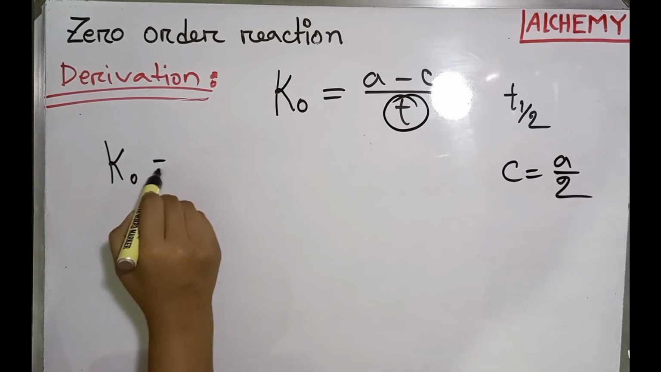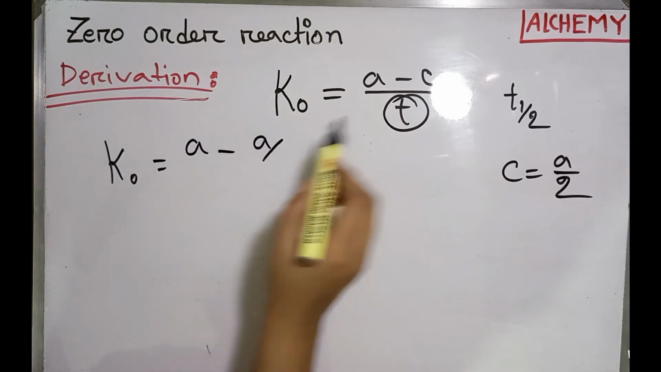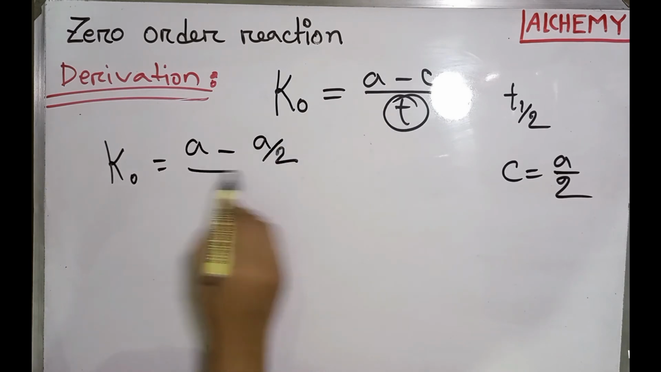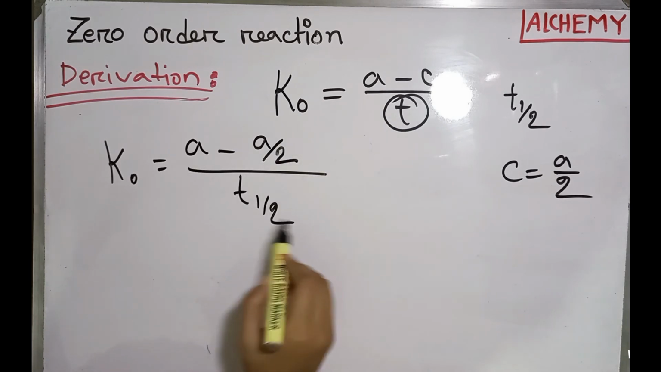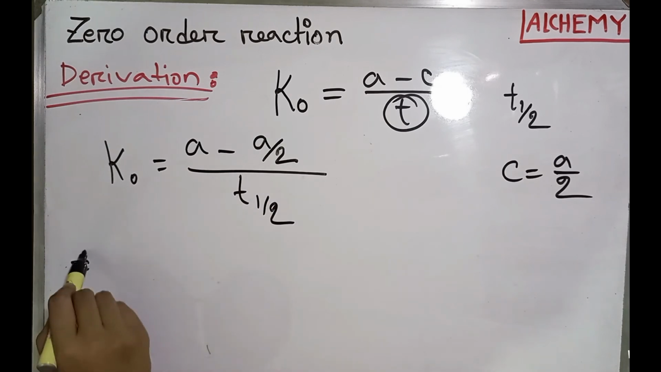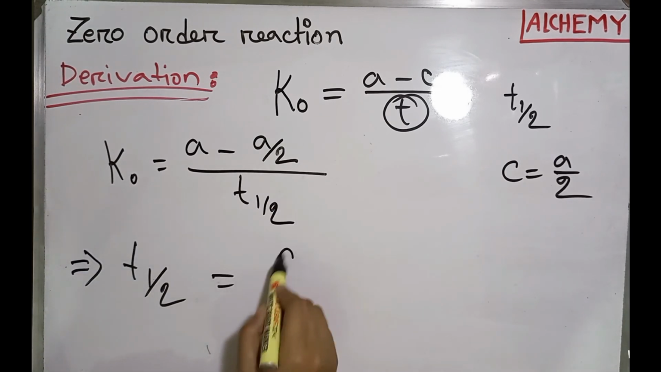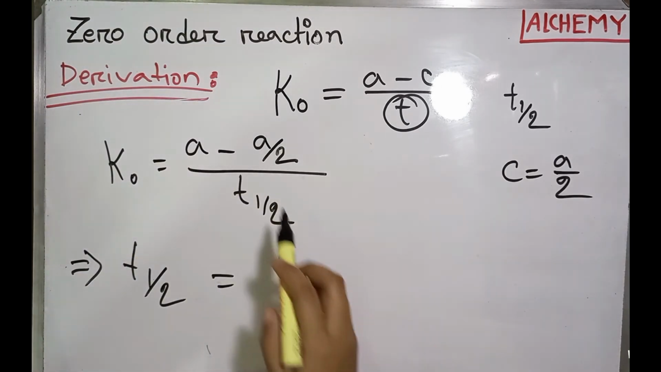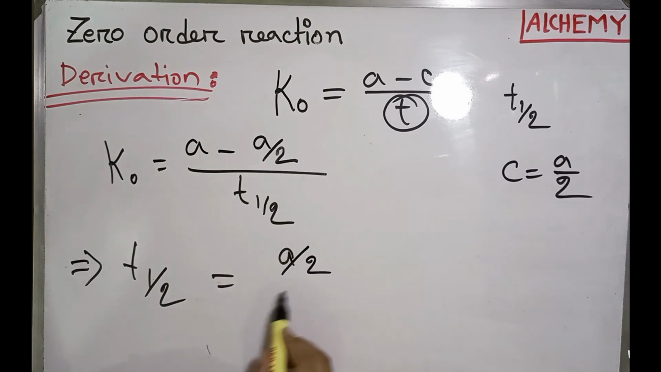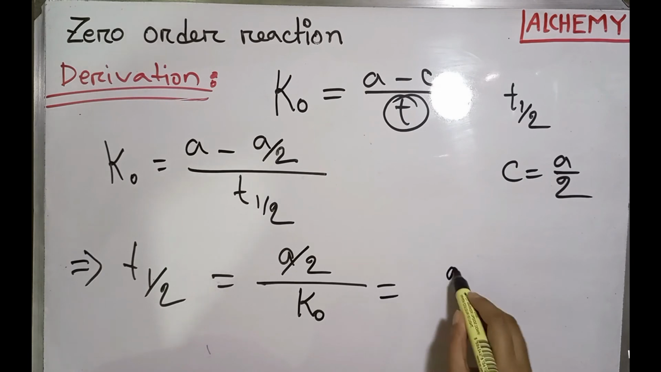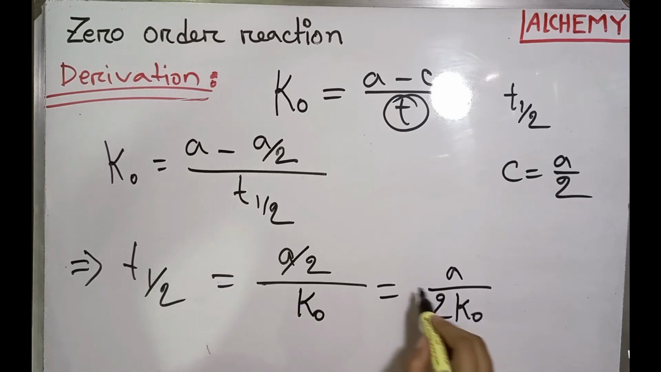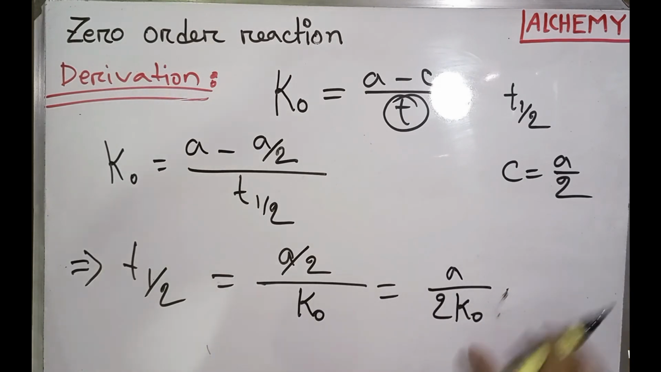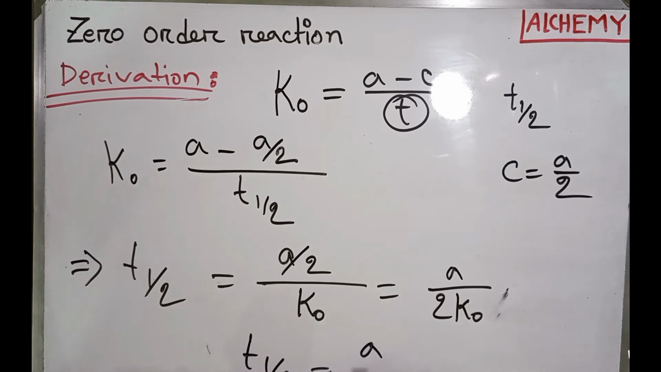So k naught will be A minus C. For C we will write A by 2, and for t we will write t half. I will derive the value of t half. So t half will be A minus A by 2, which if we subtract, will be A by 2, divided by k naught. So our equation will be t half equals A by 2 k naught. This is the equation of t half.